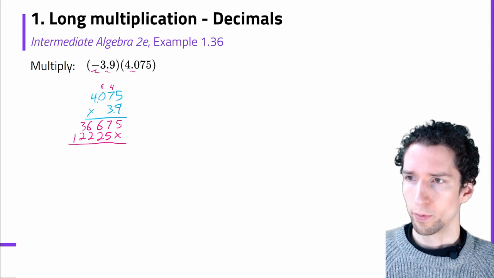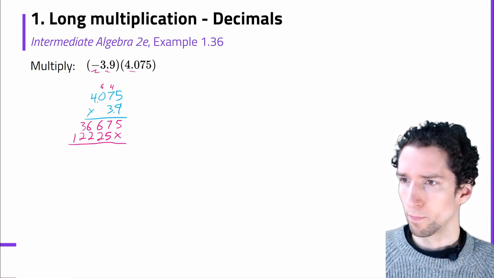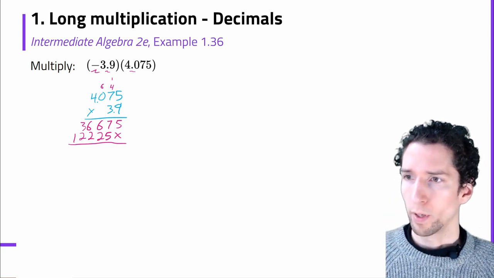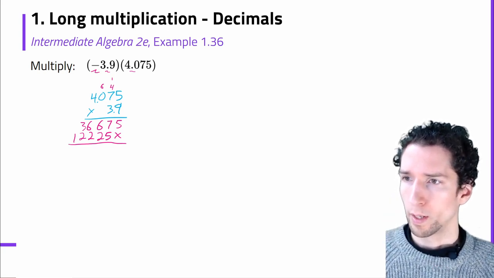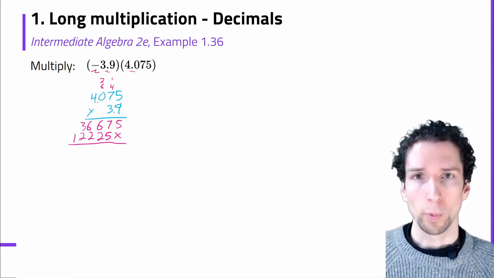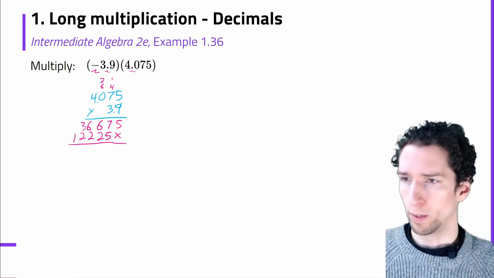3 times 5 would be 15. Carry a 1. So 5, carry a 1. 3 times 7 here, 21, plus that 1, 22. Carry a 2. 3 and 0, 0, but that 2. There, 3 times 4, 12. Okay, so it worked out. We got the right number there.